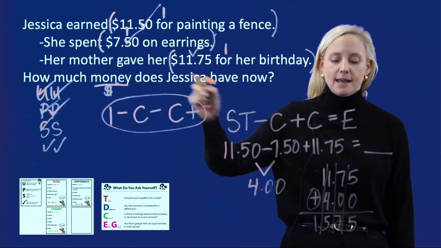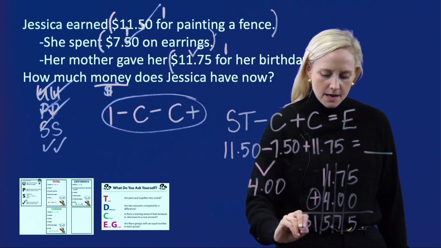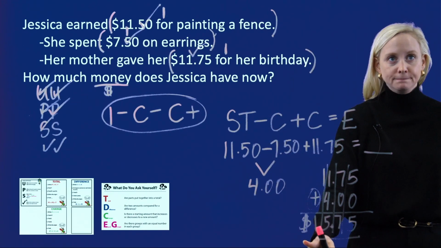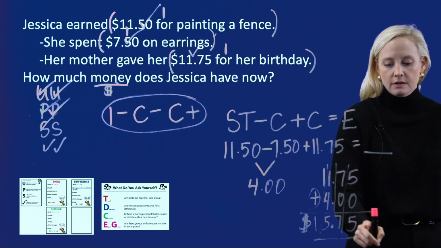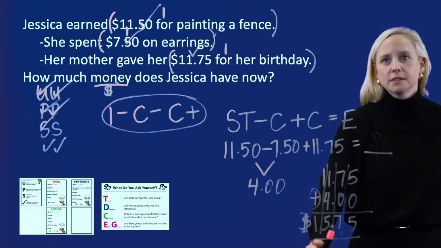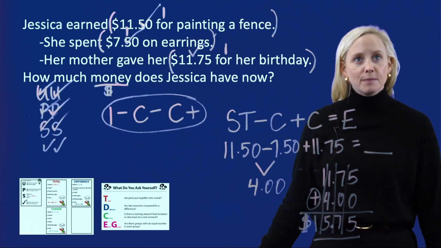I need to look at my label. Here I have the dollar sign. If your students wanted to write $15.75 here, or they could write dollars next to it, but I'm going to put the dollar sign here. Now I've solved the problem.